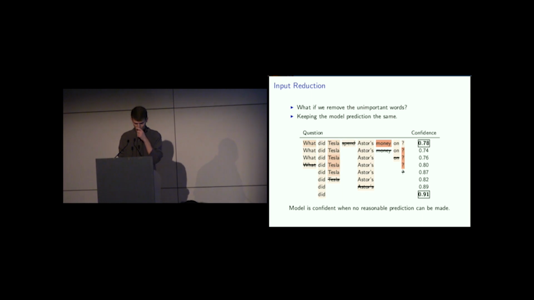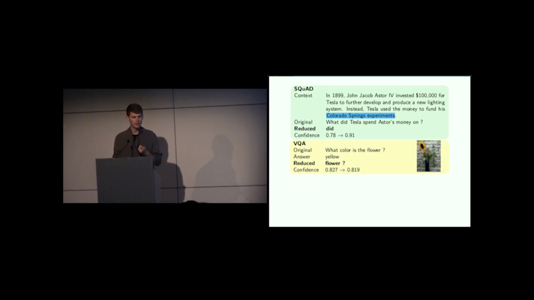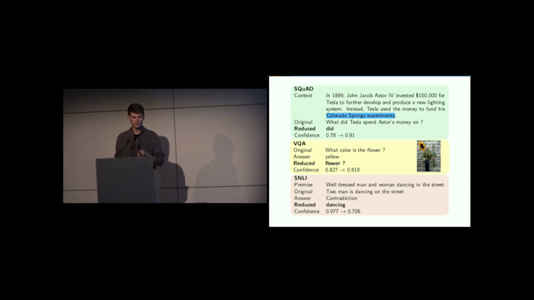And the model confidence is extremely high, even for the correct answer, yet the question is just the word did. So does this hold for other data sets? Let's explore this further. We looked at SQuAD. Here's the example we just saw. We also looked at VQA. What color is the flower can be reduced to just flower without changing the prediction of yellow. And we can reduce, in SNLI, the hypothesis two man is dancing on the street to just dancing without changing the model's prediction of contradiction. So these are three toy examples. Does this hold more generally for the model?